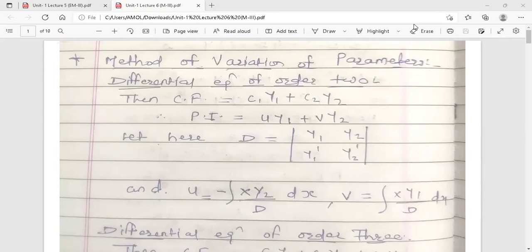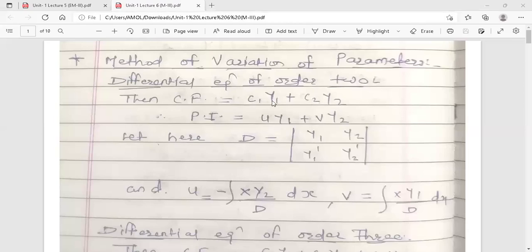And this method, we are discussing for one particular case, that is a differential equation of order 2 only. When the order of the differential equation is 2, then the auxiliary equation will be of degree 2. If the degree of the auxiliary equation is 2, then it has two factors, and its complementary function will contain two arbitrary constants. Means in that case, the complementary function will be C1y1 plus C2y2.